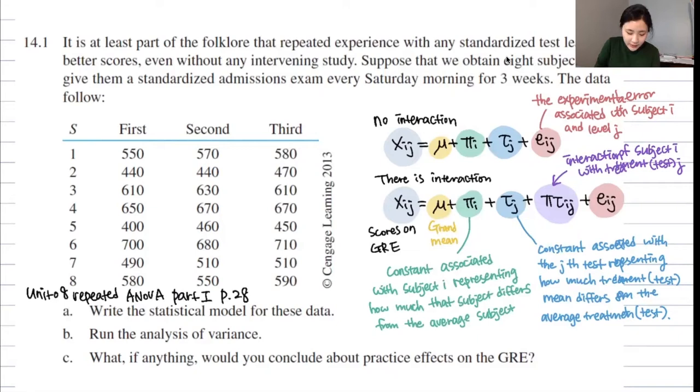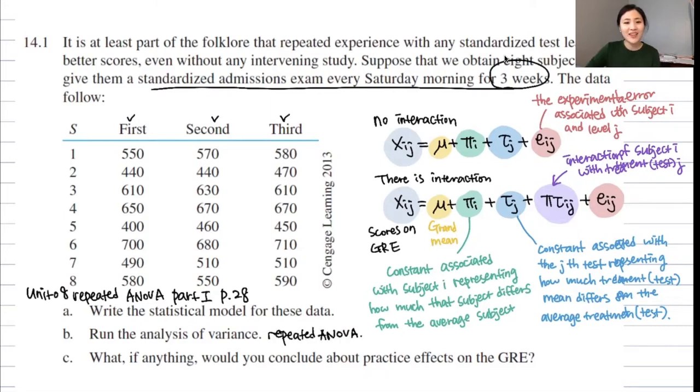Because each subject took the standardized admission exam every Saturday morning for 3 weeks, we know that these GRE scores are measured repeatedly. So we can run a repeated ANOVA. I'm going to show you how to calculate the repeated ANOVA with formulas. I will not do hand calculation because the numbers are too high and it's too complicated. But I'm going to show you how to do it with Excel. I'm also going to show you how to do it in SPSS.